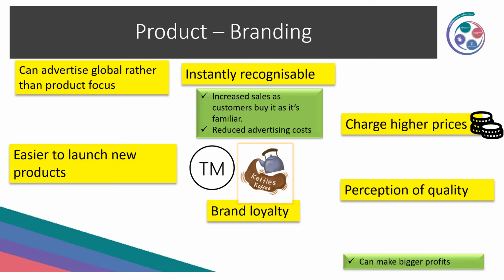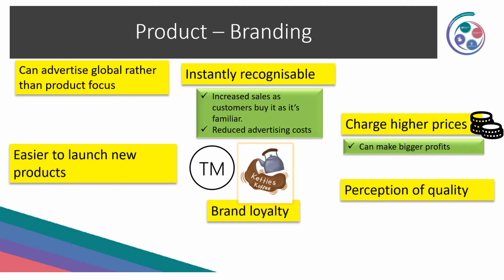So I've said before that they can charge higher prices. If you charge higher prices, that means you're raking in the money. You can make bigger profits. And brands like these have got a perception of quality. And again, if you perceive something to be better quality, you as an individual are going to pay more for it. So you can charge higher prices. And then because they've got an image of quality, then they are more likely to get a good image from it.